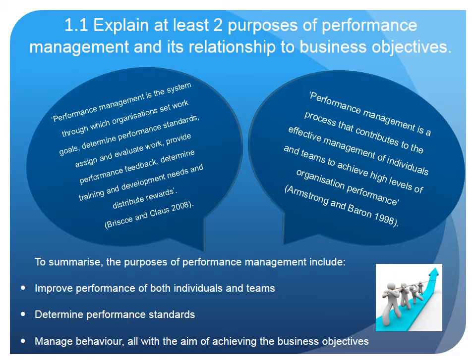The next point is to determine performance standards, and again this can be achieved by setting those objectives and the KPIs at the standards that the organisation requires. And the final point is managing behaviour. These are all linked with the aim of achieving the business objectives. So the behaviours are likely to be a list of behaviours that the company feel are valuable and will aid the achievement of the business goals.